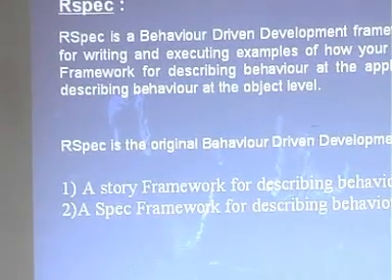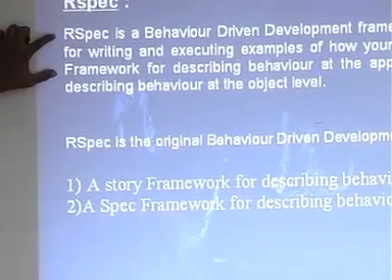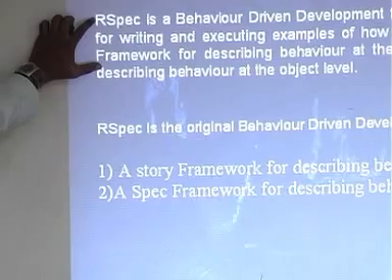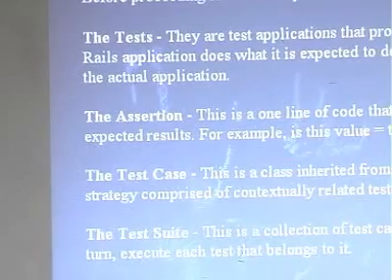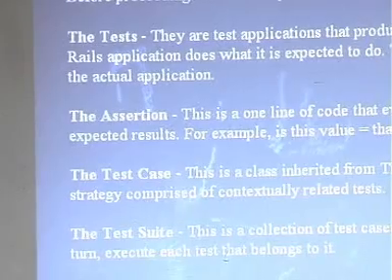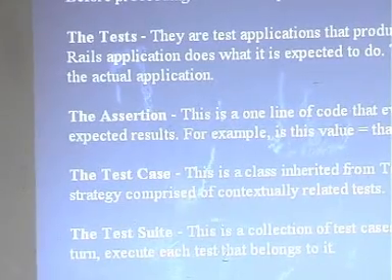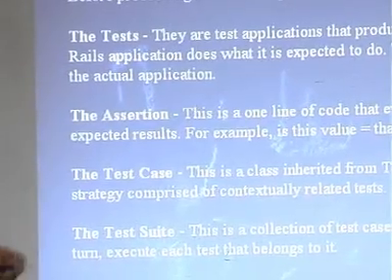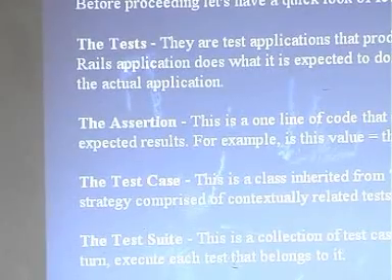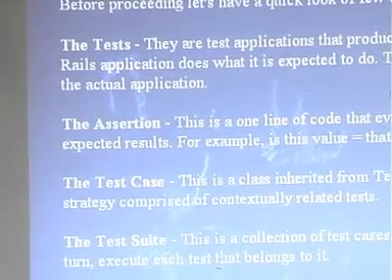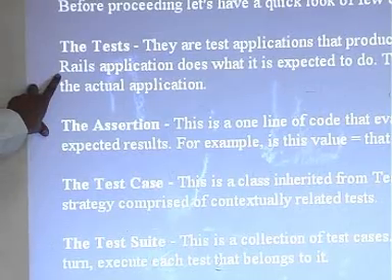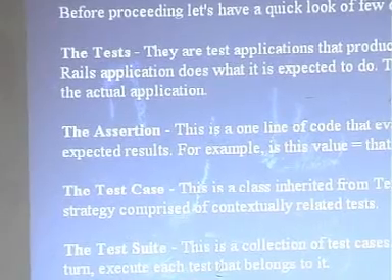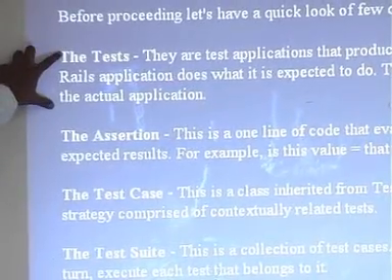In Rspec you can test the application in two ways: one is models and another is views. Before discussing the three main parts, we would like to discuss the test, assessment, test case and suite. The test application produces consistent results and proves that the Rails application does what is expected. Means, in a test you have to define what the application should do. That is mainly what this part tests.